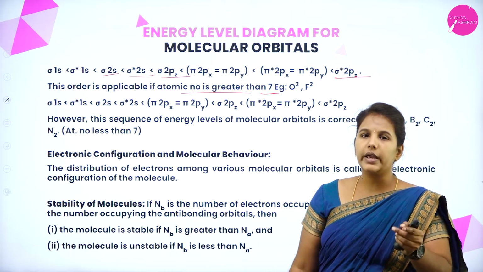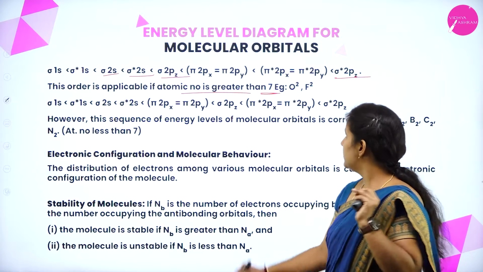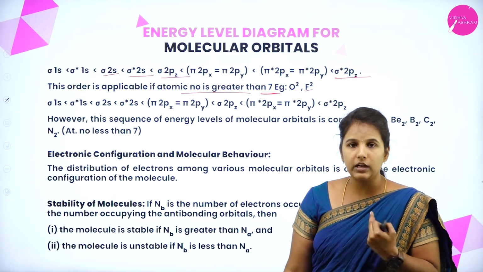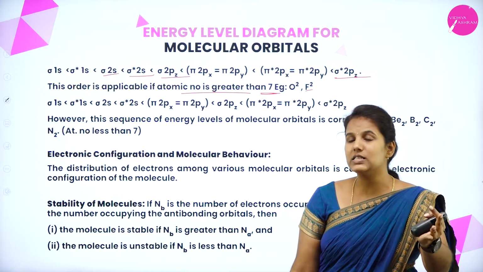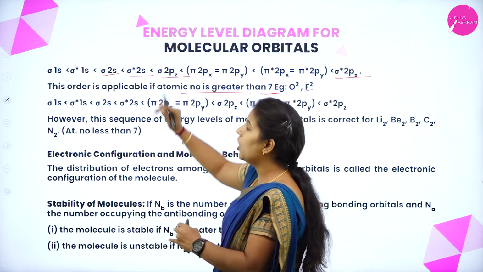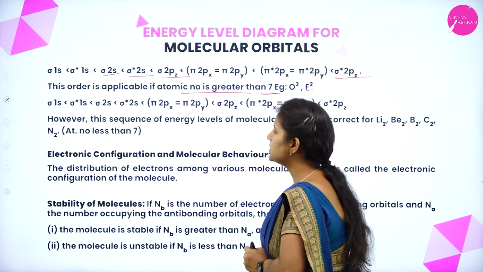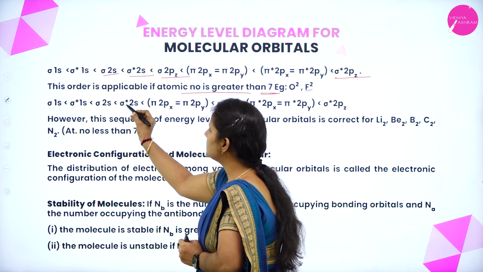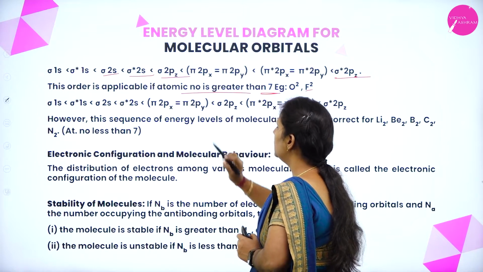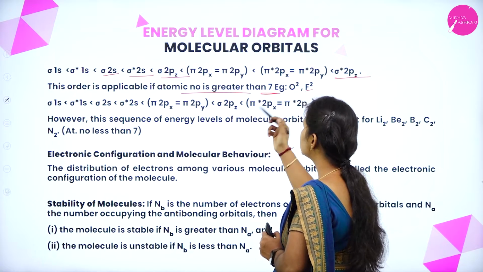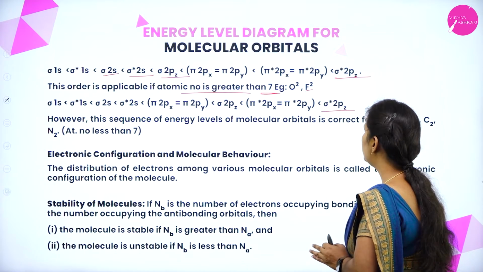For example, in oxygen, how many electrons will be there? 8 electrons. Similarly, in fluorine, how many electrons will be there? 9 electrons. So the elements whose atomic number is greater than 7 will have this order of writing the energy level. Sigma 1s, then sigma star 1s, then sigma 2s and sigma star 2s, then sigma 2pz, then pi 2px, which is equal to pi 2py, then pi star 2px and pi star 2py, then sigma star 2pz.